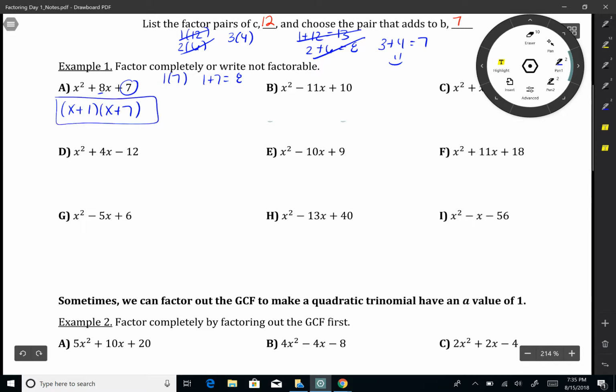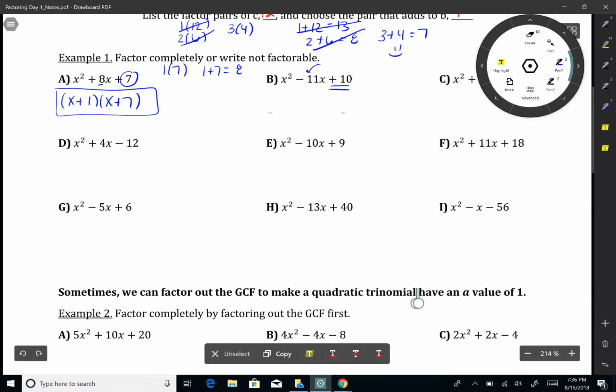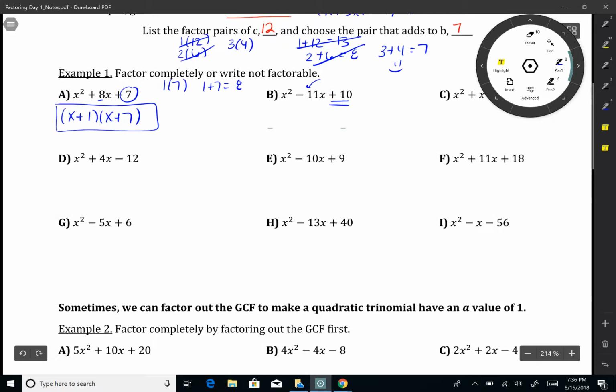Moving on to B. I have a C value of positive 10, but look, my B value is negative. So how do I multiply to get a positive number, but add to get a negative? That means that both my values have to be negative, because I either multiply two positives to get a positive or two negatives to get a positive. But if I want a negative B, I'm going to have to have two negative numbers. So let's just list our factors of 10, knowing that they're both going to be negative.